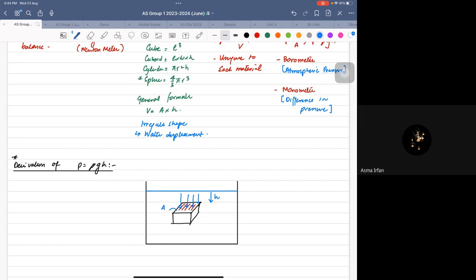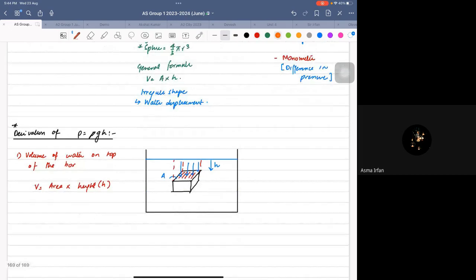First of all, what you're going to do is you're going to find the volume of water on top of the box. Obviously, the volume is this whole volume. So volume will be the area of the box times the height or the depth, that is h. Do you guys agree? So we can simply write this as volume equals area times h. This is the volume of water above the box. Get it?